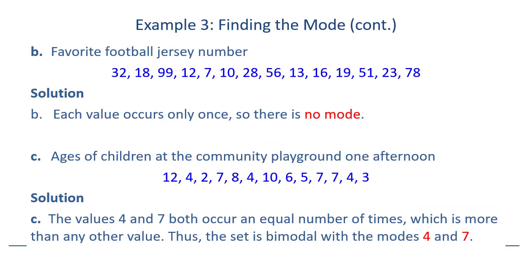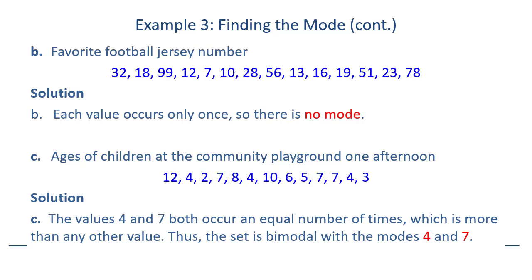Here's another example with football jersey numbers, and because each of them shows up exactly once, there's no mode. Then we look at the ages of children at a playground, and we can see that both 4 and 7 have a frequency count of 3, which is more than anything else. So it's bimodal with 2 modes of 4 and 7.